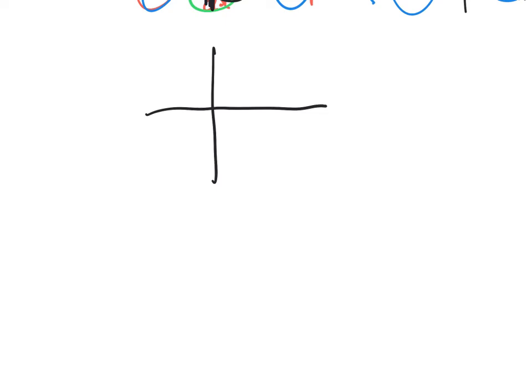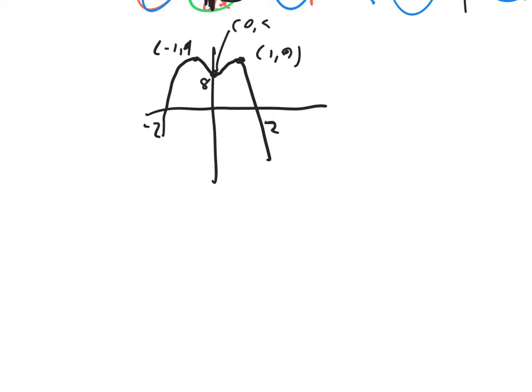Okay, let's try one more. We're going to sketch the derivative of this one. So we're told that the curve cuts through at -2 and 2 on the x-axis. We've got a turning point here of 1, 9, another turning point here of -1, 9, and another turning point 8 on the y-axis, so that would be the point 0, 8. So our turning points are here, here, and here.